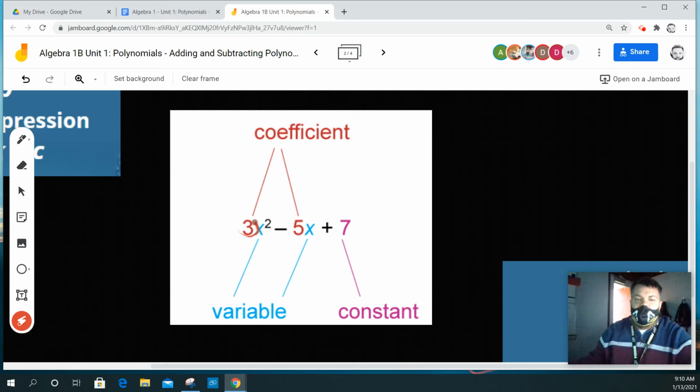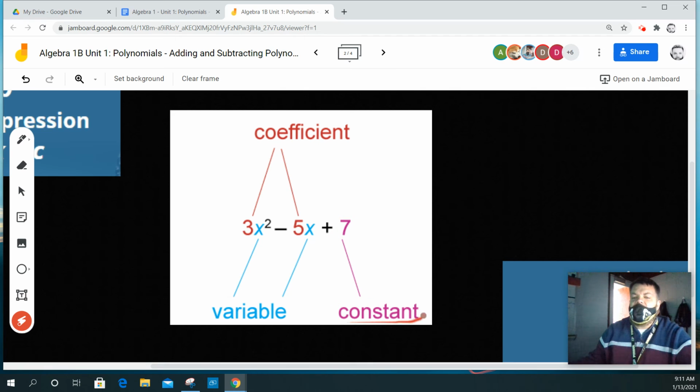Coefficient is the number in front of the letter. Okay? Now, a coefficient is usually what we call a scalar multiplier. In other words, whatever I plug in for x here, I'm going to multiply by 3. Again, a coefficient is a number that's in front of a variable. Now, if there's no variable whatsoever, we call that a constant.